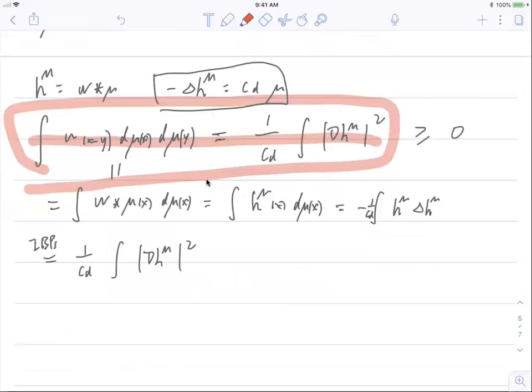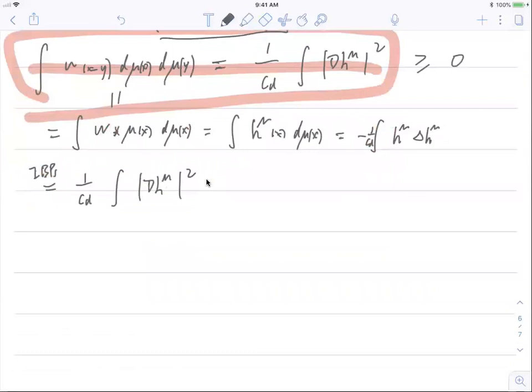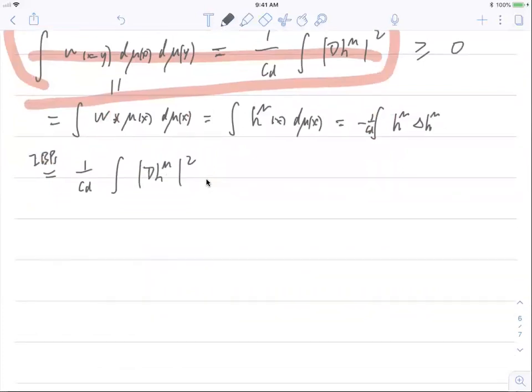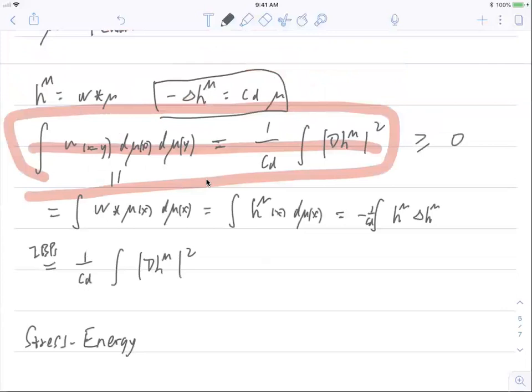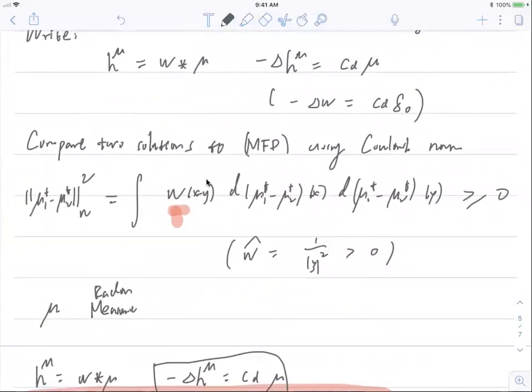So now let's introduce the stress energy tensor. Basically, this is a quantity you can show, you can use this quantity to measure the distance between mu1 t and mu2 t. So it's again the Vickers strong type argument. If we can evolve this quantity and control the growth of this by Gromov, we can get a strong uniqueness result.